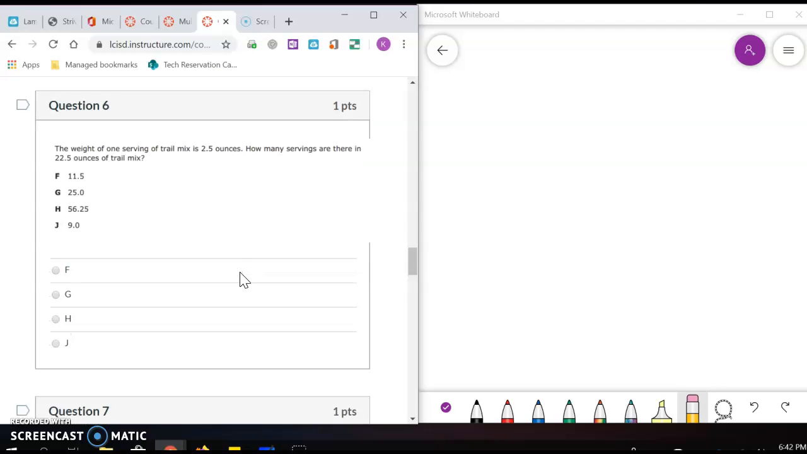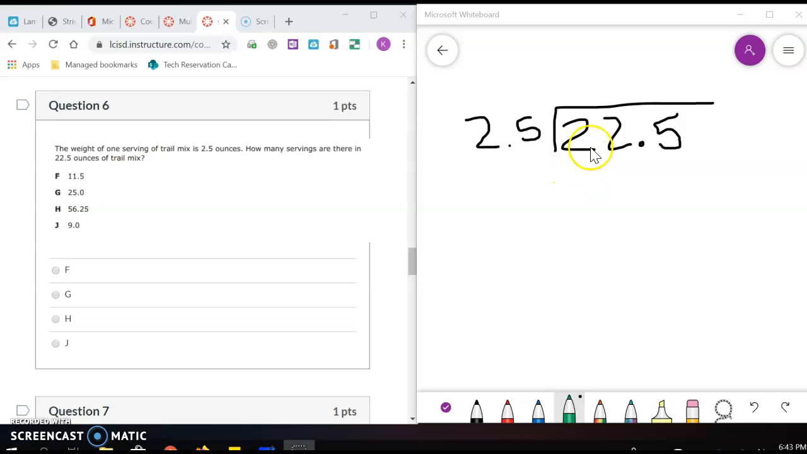Question 6, the weight of 1 serving of trail mix is 2.5 ounces. How many servings are there in 22.5 ounces of trail mix? So this is our total. Each serving is 2.5. We're separating out the servings to see how many we can get. So this is a division problem. So we are going to divide the total amount of trail mix by 2.5.